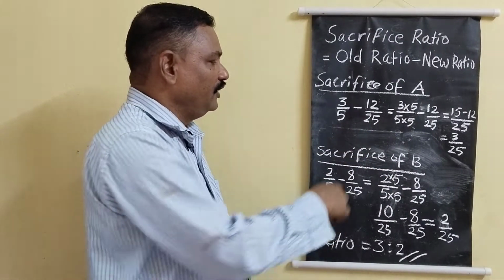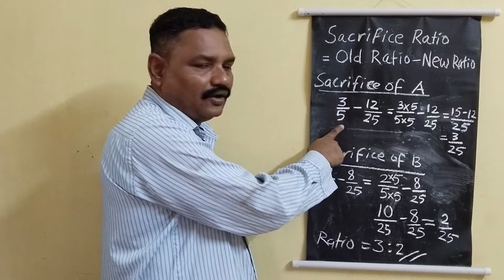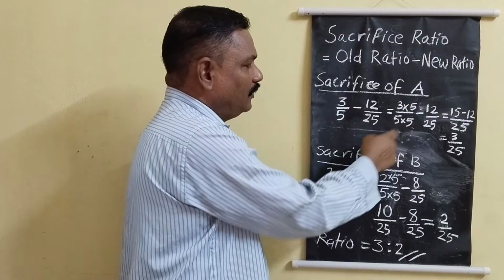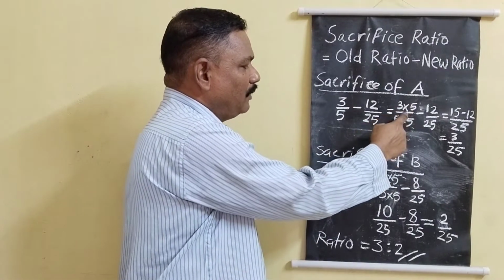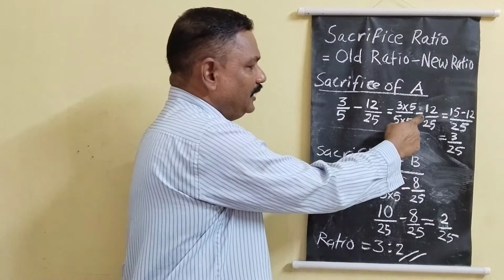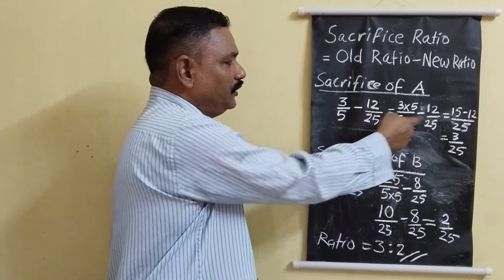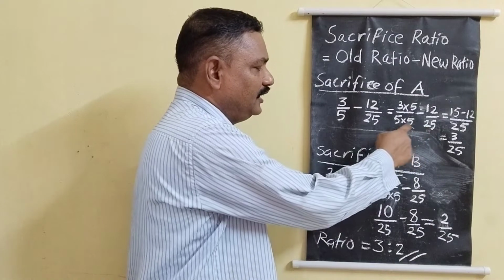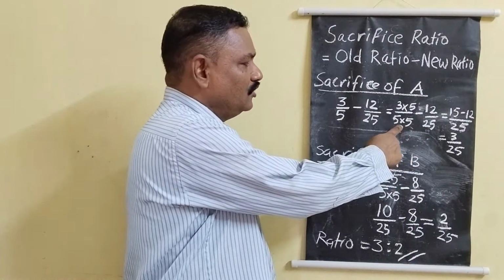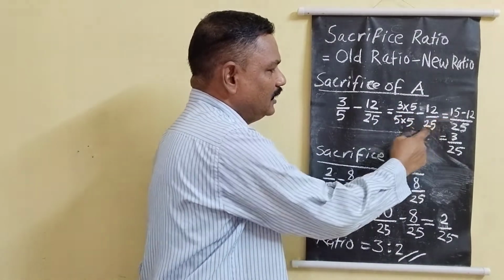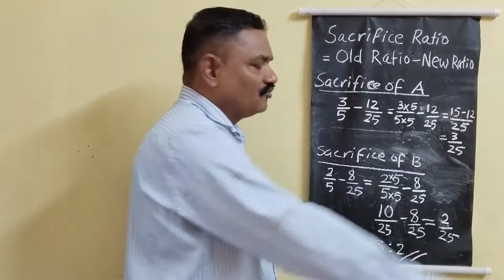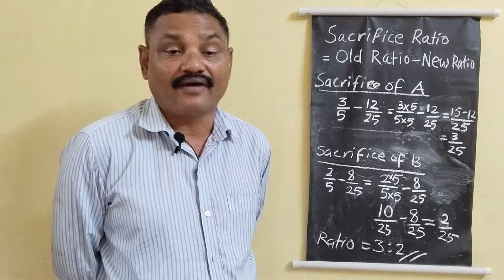So what should we do? Here, along with the 5, we have to multiply with 5. Then only we will get 25 here. So 3 into 5 by 5 into 5 minus 12 by 25. 12 by 25, we don't want to make any changes because 25 is already there. Here we have to make changes. So 3 5s are 15 minus 12 divided by 25. So we got the sacrifice ratio 3 by 25.